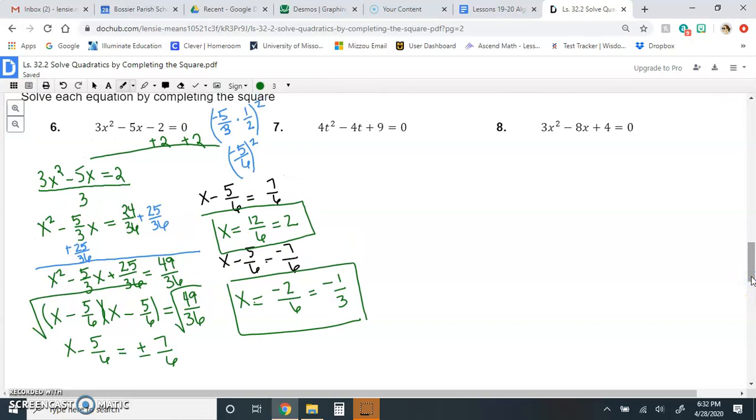So pause the video and try number 7. Remember, if you try on a separate piece of paper, that's fine, but you do want to try to go as far as you can. Even if you make a simple error, that's part of the learning process. So please just pause the video, give it a try.